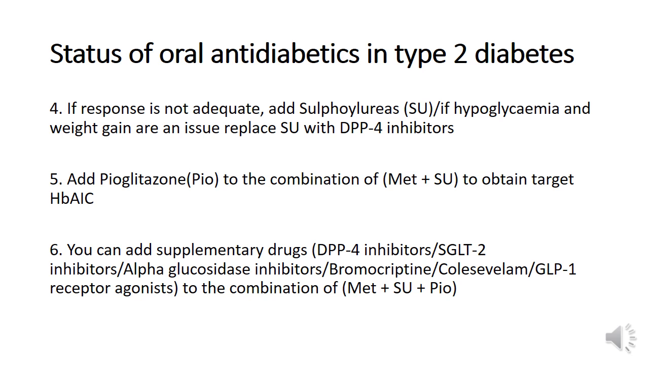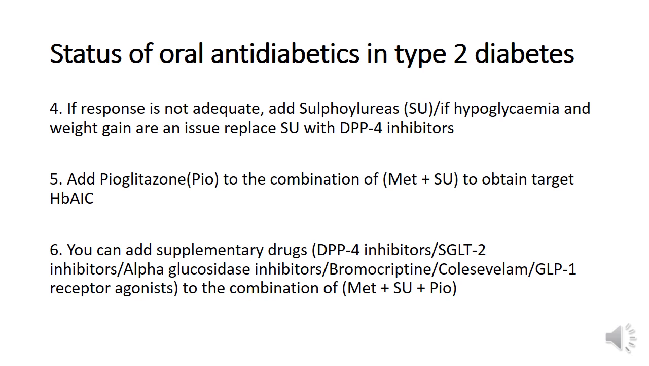Now, once we start treating the patient with a combination of metformin and a sulfonylurea, suppose the target glycosylated hemoglobin level, that is less than 7%, is not achieved, then I can add pioglitazone as the third drug to the antidiabetic regimen. Now, you have to keep in mind, pioglitazone is contraindicated in patients with heart failure and liver disease.